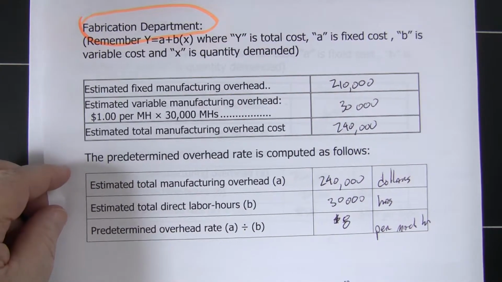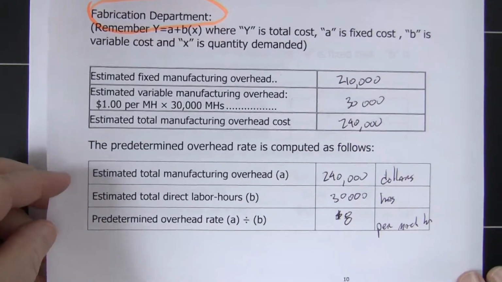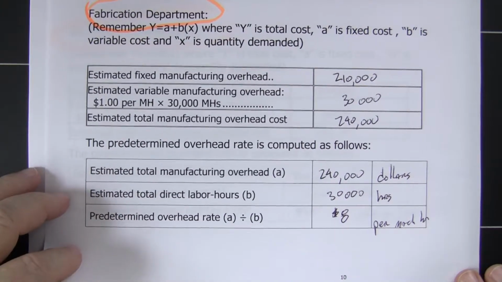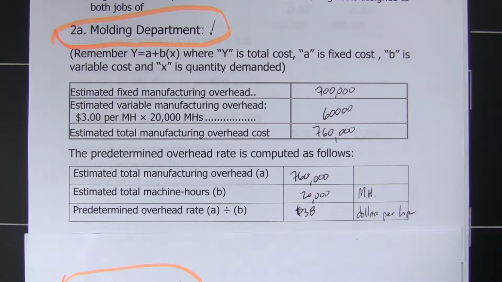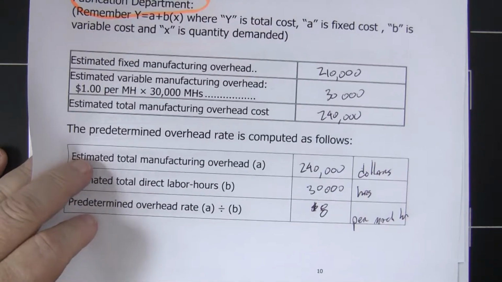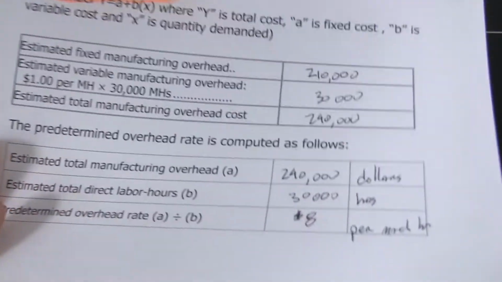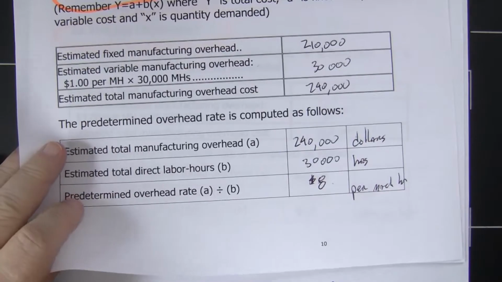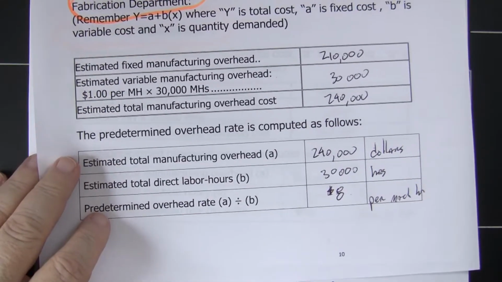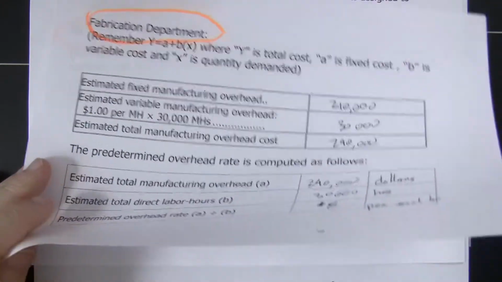for the fabrication department. Now, what we have to do is when we apply the overhead, we have to apply $38 per hour for the molding department. So for all the time that a piece is in the molding department, machine hours in the molding department are multiplied by $38. When it moves to the fabrication department, all the machine hours are multiplied by $8. Other than that, there's nothing very much different about this. We're just doing pretty much the same thing again and again and again.